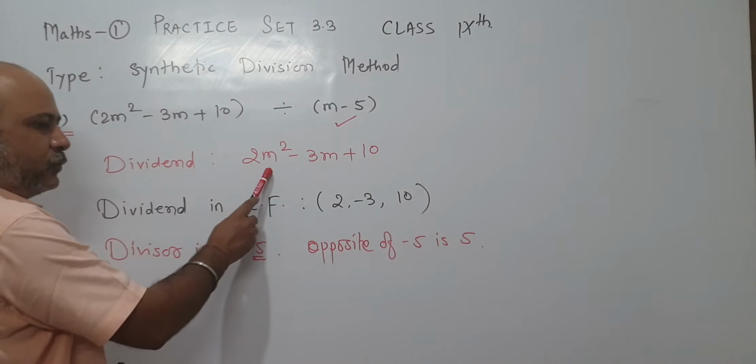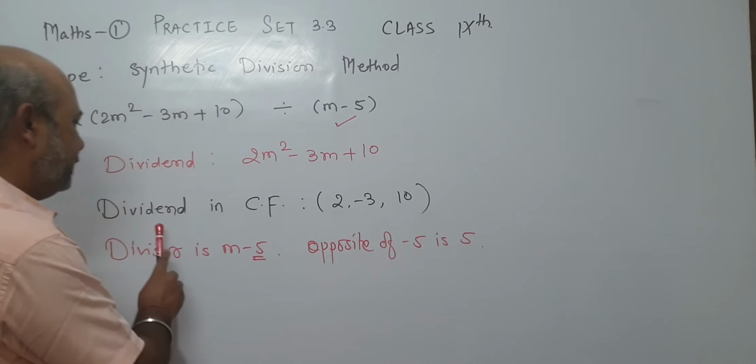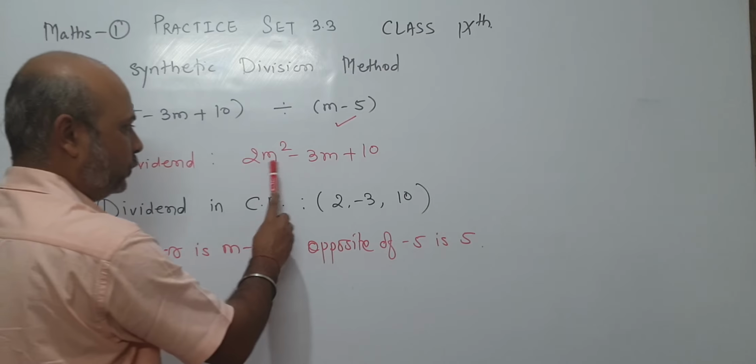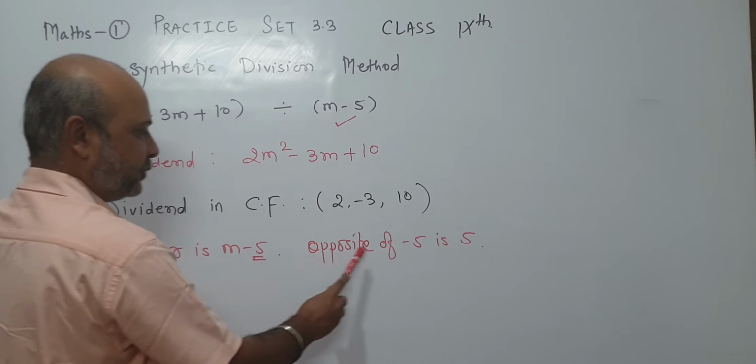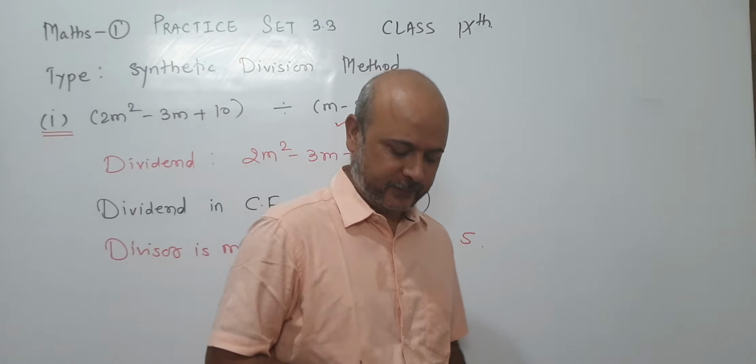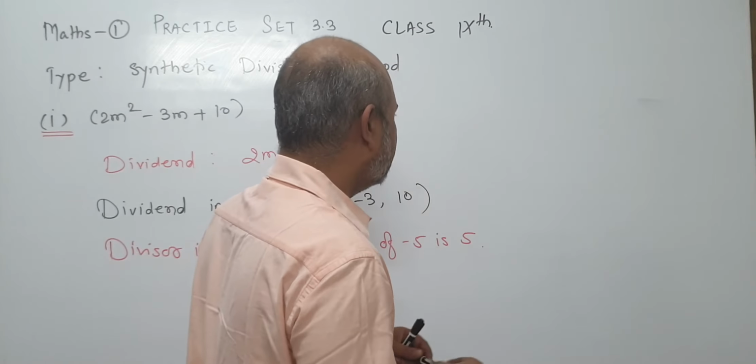So dividend is what? 2m square minus 3m plus 10. Dividend in coefficient form is what? 2, minus 3 and 10. And divisor is what? m minus 5. And opposite of minus 5 is plus 5. Now how will we divide?